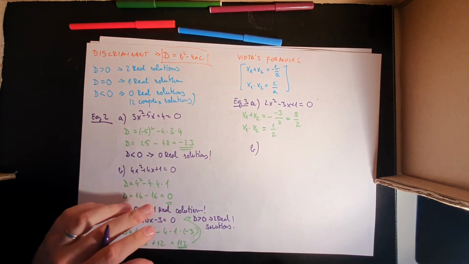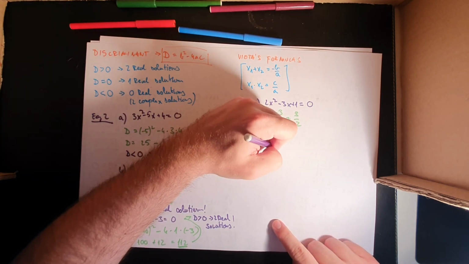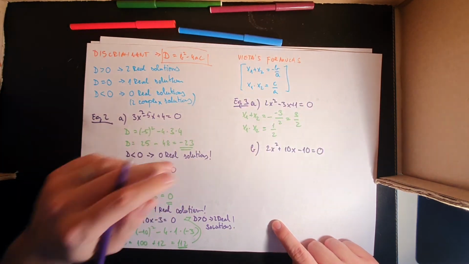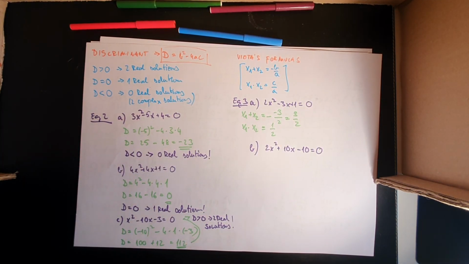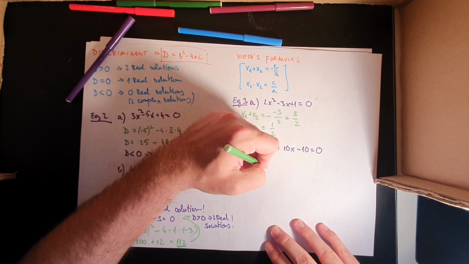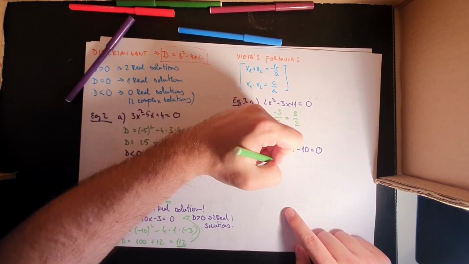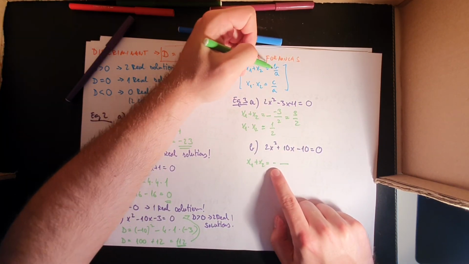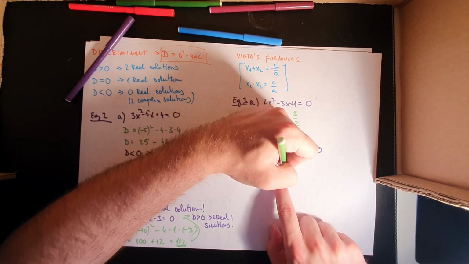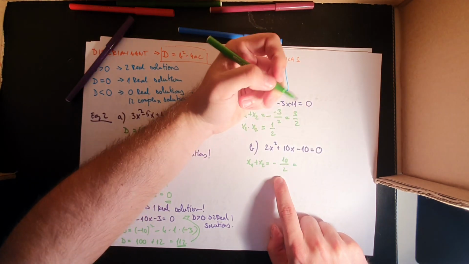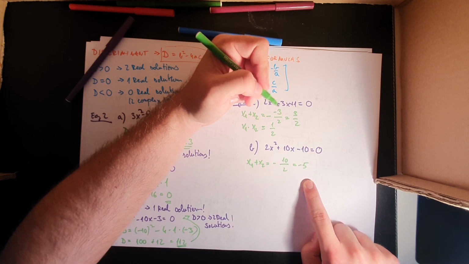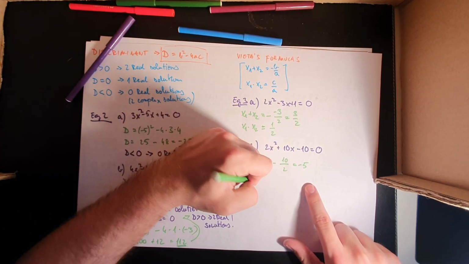So example B. This equation is going to be 2x squared plus 10x minus 10 equals 0. Let's start with the sum. Same idea as before. So x1 plus x2. Minus is going to be in front of the formula here. b is 10 because it's a plus 10, and over a, which is 2. Minus 10 over 2 is going to be minus 5. We got the sum. Sum can be a negative number. Why not?